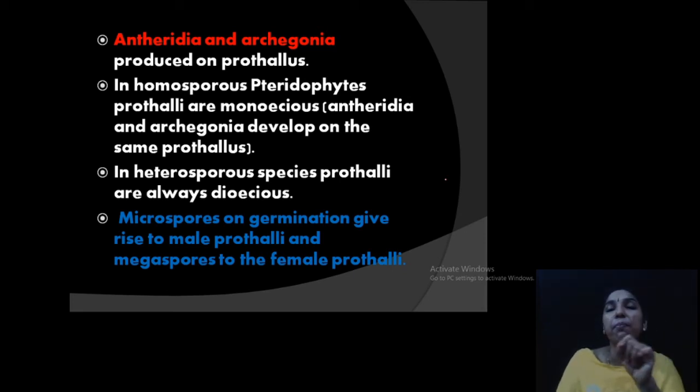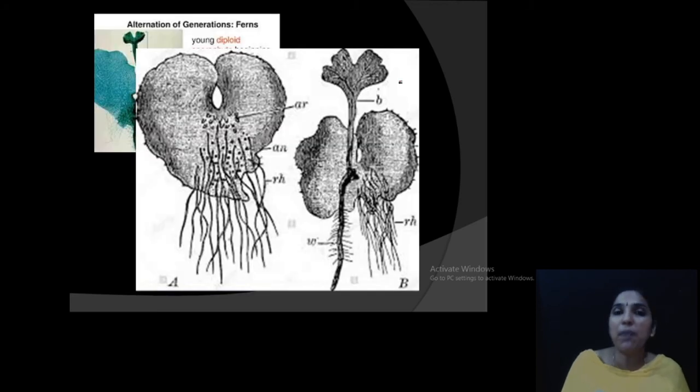This is a very important point while discussing the character of a fern. Clear? So in homosporous ferns, prothalli are monoecious, with Antheridia and Archegonia on the same prothallus. In heterosporous ferns, they are on different prothalli. Microspores germinate and give rise to male prothallus. Megaspores germinate and give rise to female prothallus.